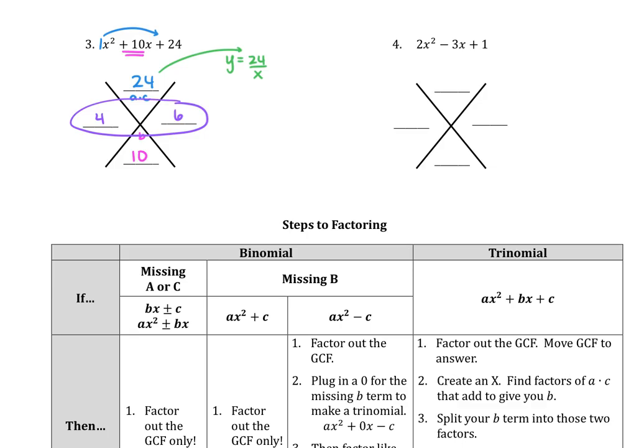All right, number 4. The process is the same even if my a value is not 1. So I'm going to do 2 times 1 to get 2 in the top of my x. I want them to add to give me -3 as a b value. I'm going to go to the y equals in my calculator, and I'm going to type in 2 divided by x. I'm going to look for the two numbers side by side that would add to give me -3. That would have to be a -1 and -2, because those two would multiply to give me 2 and add to give me -3. There's my two factors.